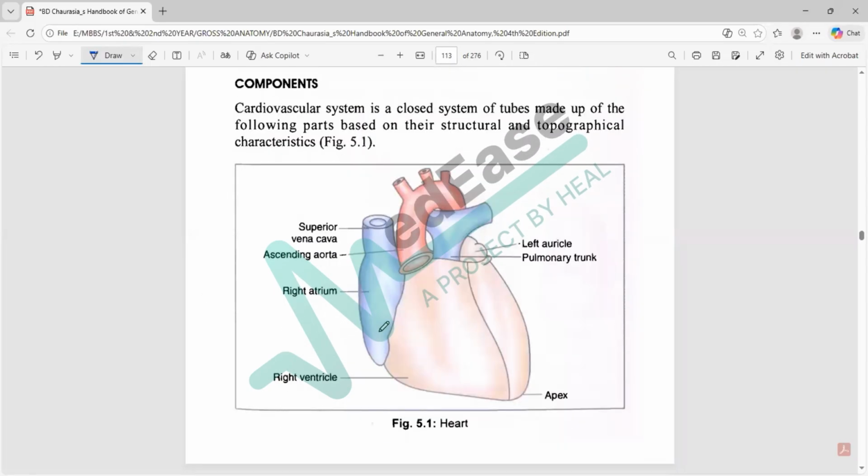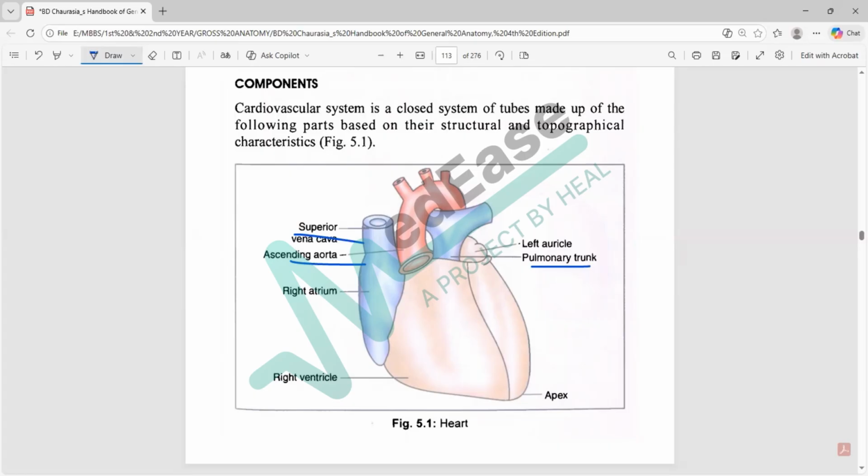Here, do you know what the outflow tracts are? The outflow tract of the right ventricle is the pulmonary trunk, whereas of the left ventricle, it is the aorta. While when we talk about the input, the right atrium will be having the input from the superior and inferior vena cava, whereas the left atrium will be having the input from the pulmonary veins.